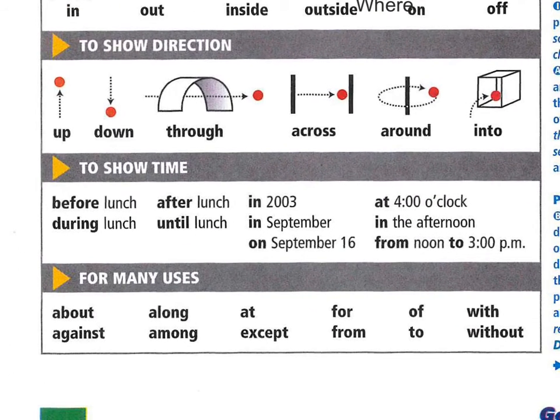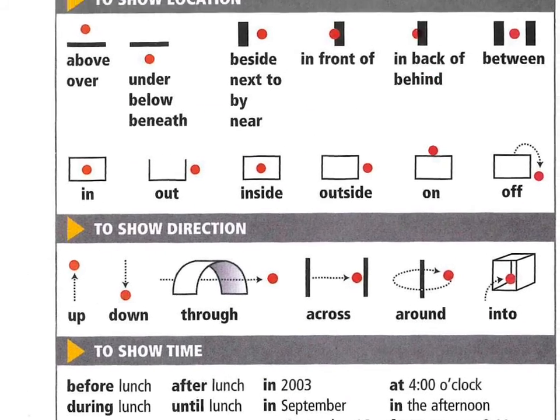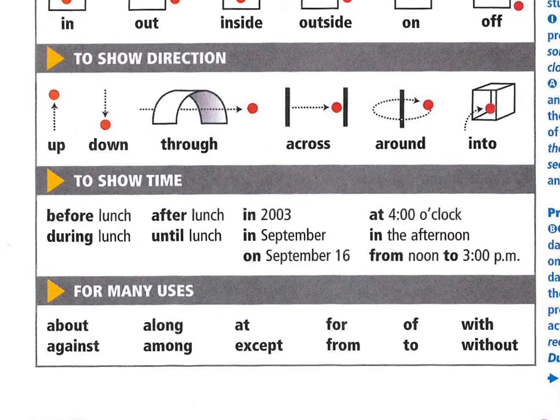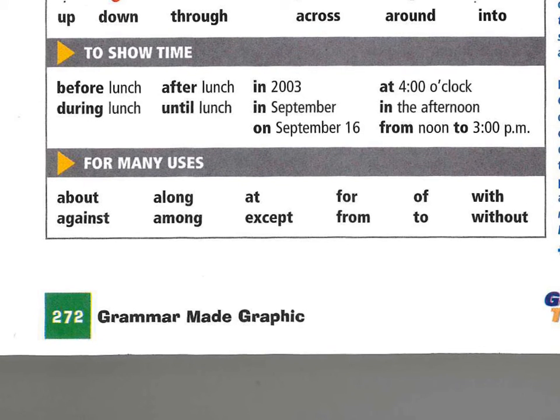Prepositions can also show direction. Up, down, through, across, around, into. Prepositions can show location, direction. They can also show time.